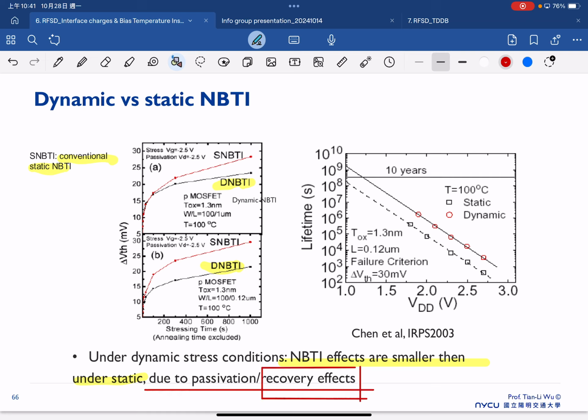That's why recovery is important, because once we don't give a bias, we always see recovery. And in the case of MBTI, luckily under real operation, dynamic MBTI is much more stable than the static MBTI. So if we try to extrapolate the lifetime, this is static, this is dynamic here. With a criterion of 30 millivolts, if we use dynamic MBTI as the criterion, we can have a 1.2 volt operation for 10 years. That's good, because 1.2 volt.